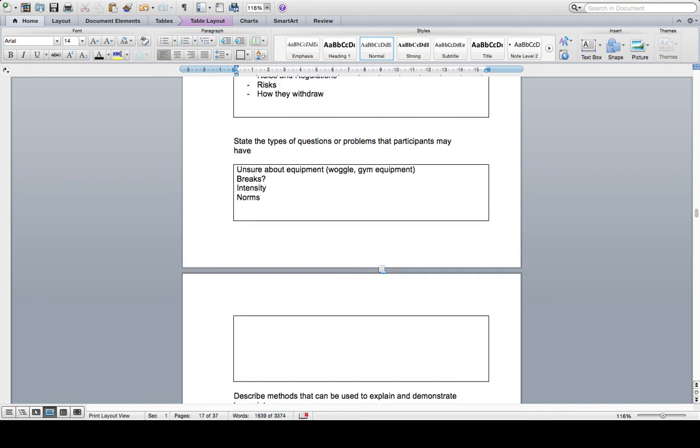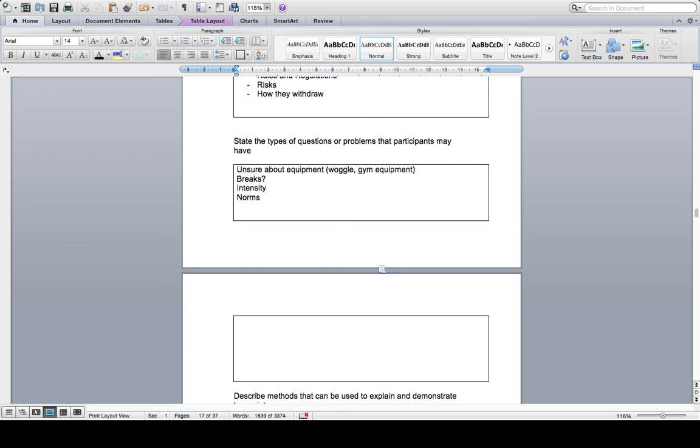Next up, we have got state the types of questions or problems that participants may have. So participants always have questions, okay? You may go sessions and sessions without any, then you may get 5 or 6 in one. The typical questions may be that the participants are unsure about equipment. So you might get youngsters who don't know what a woggle is or what it's for. If you're in the gym, you may get questions about how to use equipment. So be prepared for that.